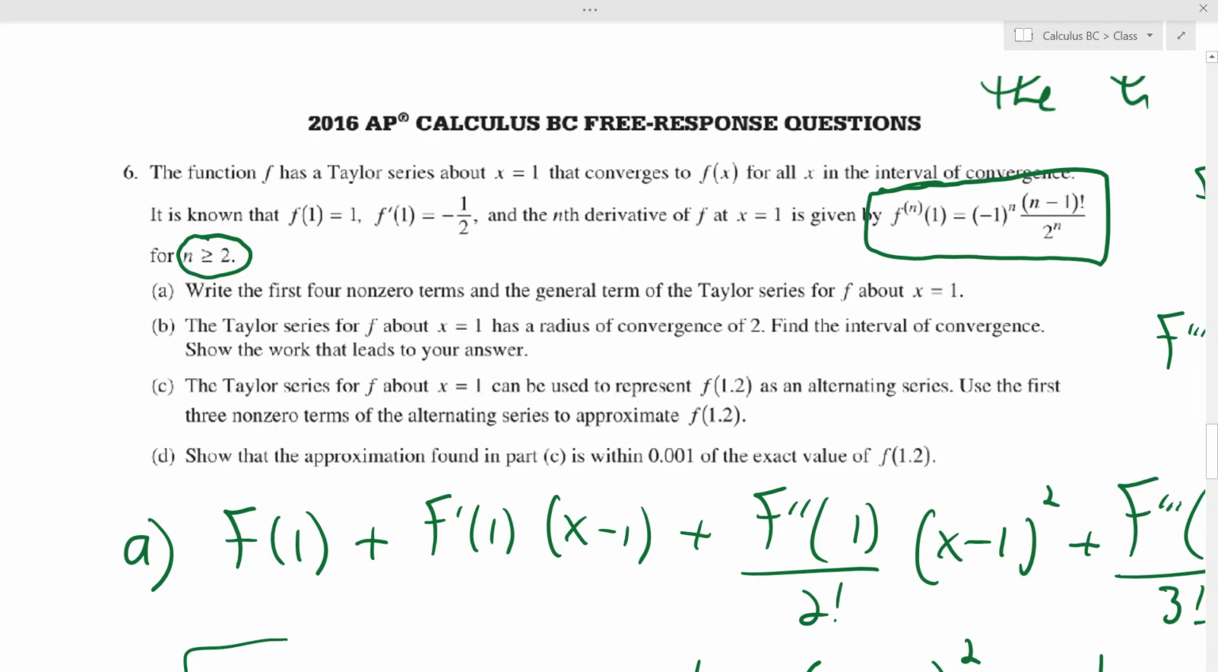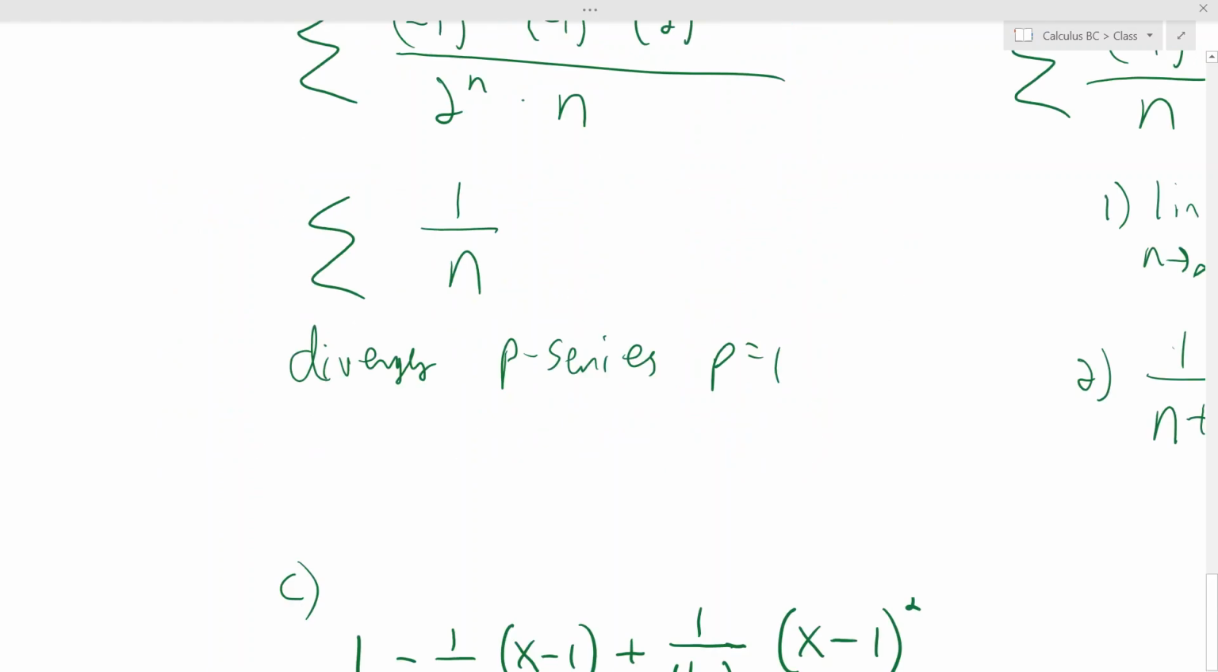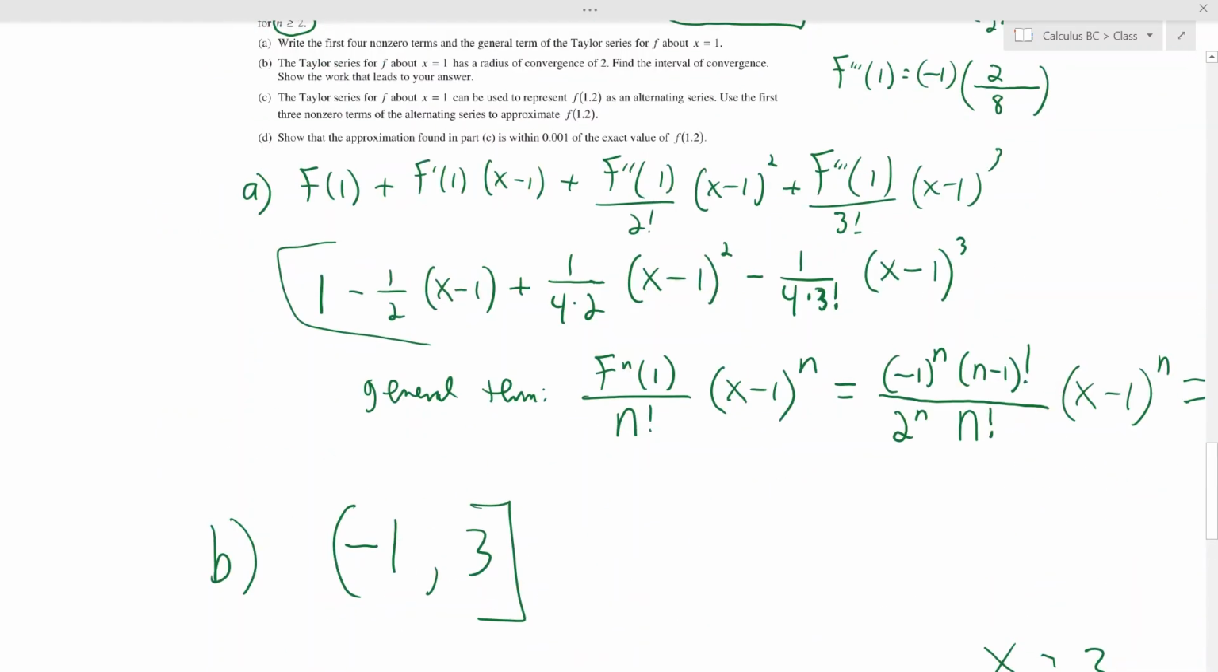Cool. Show the approximation is within 0.001 of the exact value. And like we hoped, this is alternating. So you just show that the next term, which I'm not going to write out again, all the reasoning for that. But the next term is just this right here. It's 1 24th. Cool. So 1 over 4 times 3. I'm just going to write it over here.